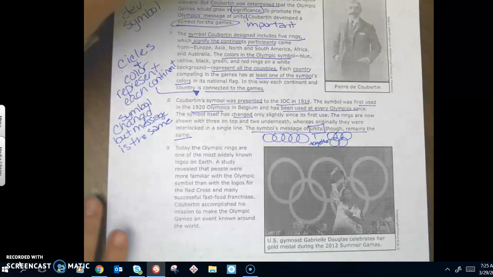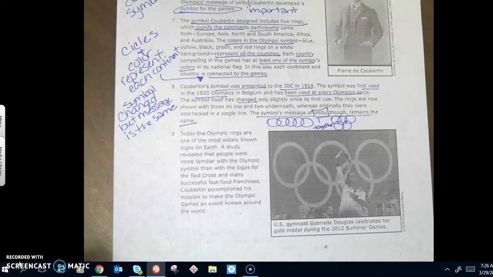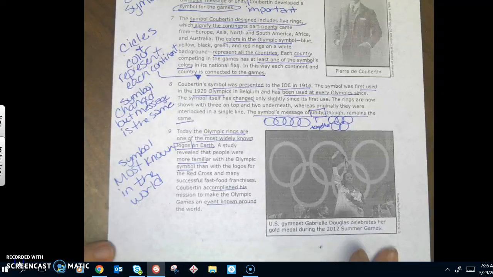All right, last paragraph. Today, the Olympic rings are one of the most widely known logos on Earth. A study revealed that people were more familiar with the Olympic symbol than the logos for the Red Cross and many successful fast food franchises. Coubertin accomplished his mission to make the Olympic Games an event known around the world. Go ahead and stop.